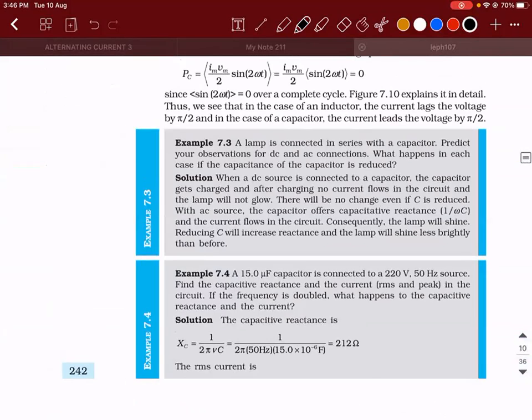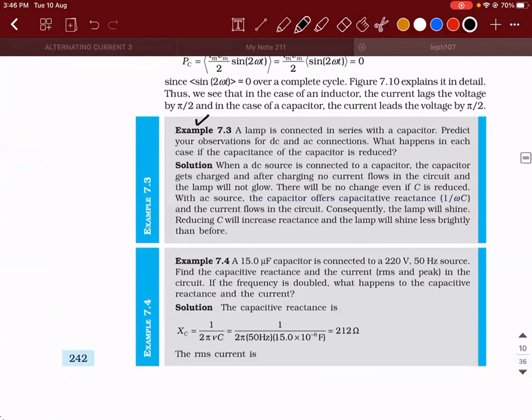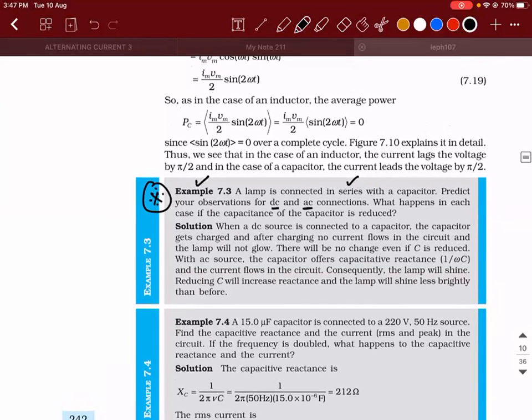Now we'll see this. So I want you all to think and answer. Example 7.3, which is very, very important again. So there is a lamp which is connected in series with a capacitor. Predict your observations for DC and AC connections. So there is a lamp which is connected in series with a capacitor.